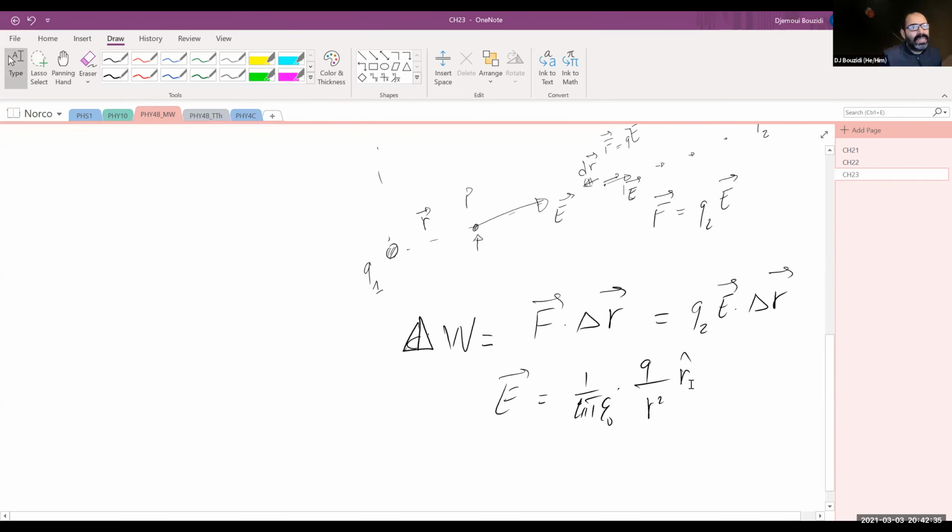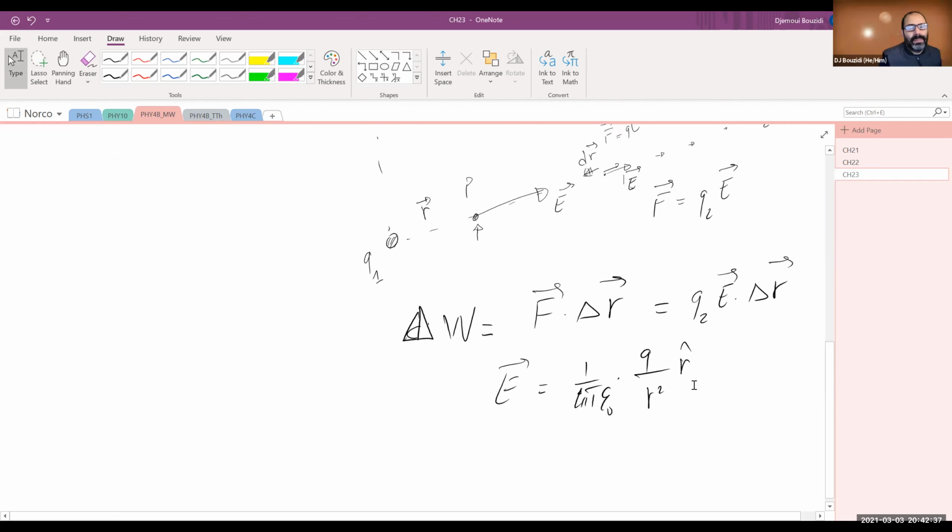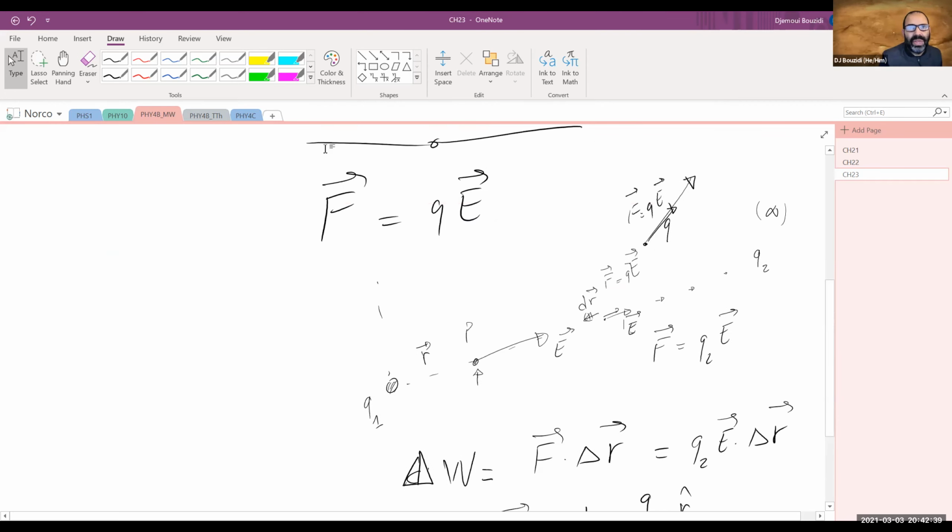So delta R and R hat are in the same direction, so there is no problem with them. Now, if I choose a different path altogether and come this way, as long as I am moving toward the charge, I have a delta R. If I am moving at an angle, I have actually a change in the angle. So this change in here is going to be proportional to delta theta times theta hat. But theta hat and R hat are perpendicular.